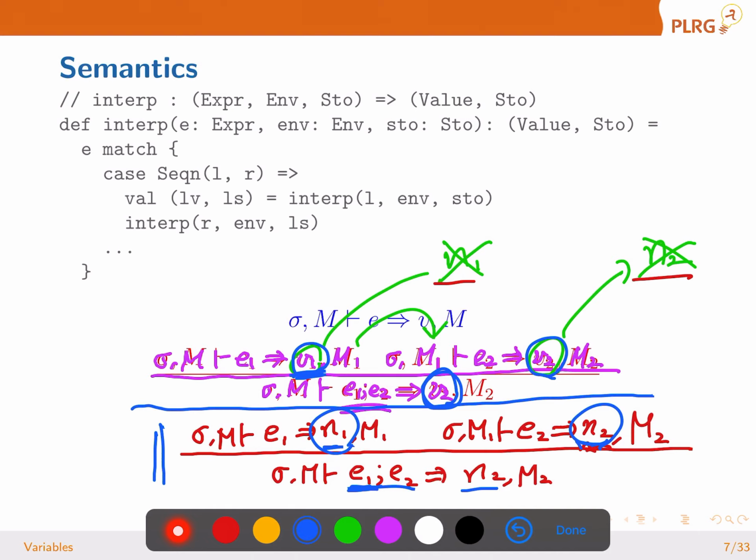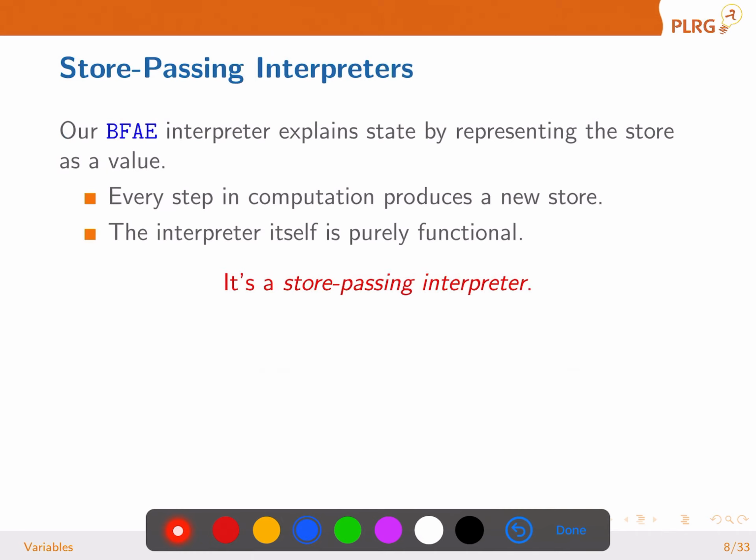As soon as we have N1 and N2 here, the semantics of this red rule is different from this one. Different language. This semantics is not PFAE. It's some different language. Two languages have different semantics. Clear? Yeah.